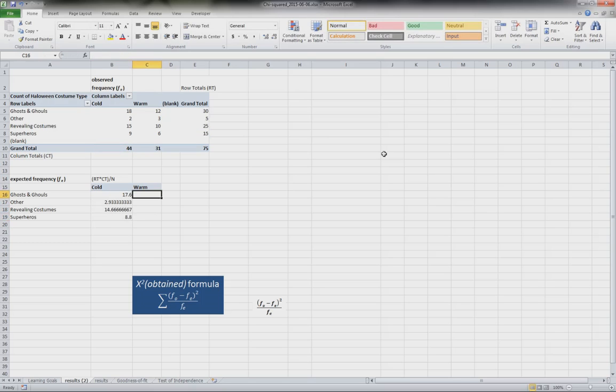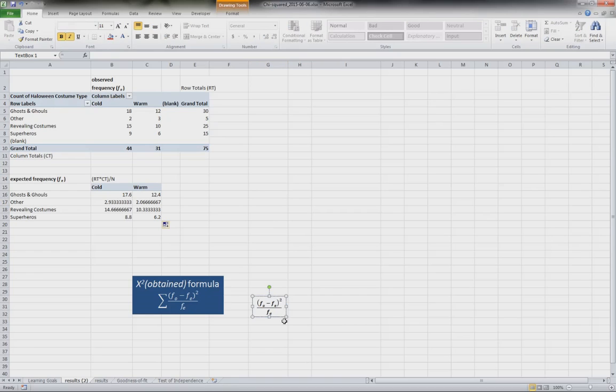So now I'm going to do the same thing for this. Equals, so we have our row total of E5 times our column total now of C10, divided by 75. Then we do the same thing here, holding C10 in place, and drag this down. So it's a lot of work to identify your expected frequencies, but now we have our expected frequencies.